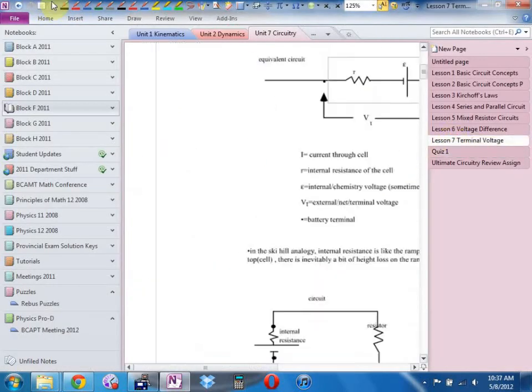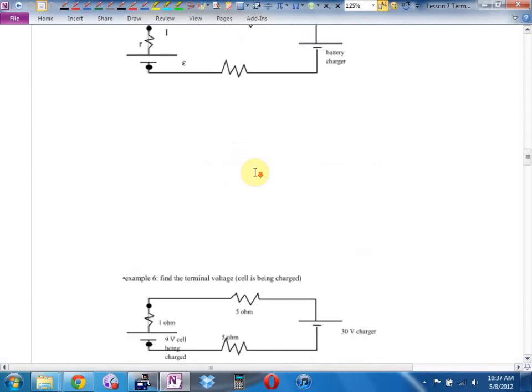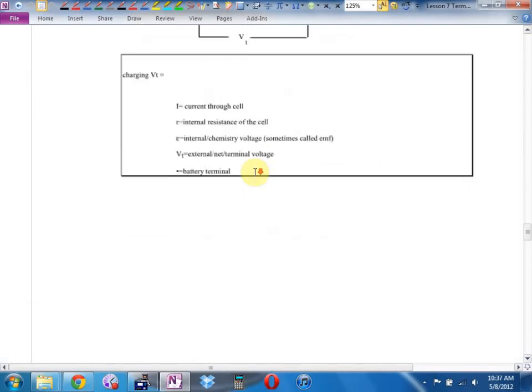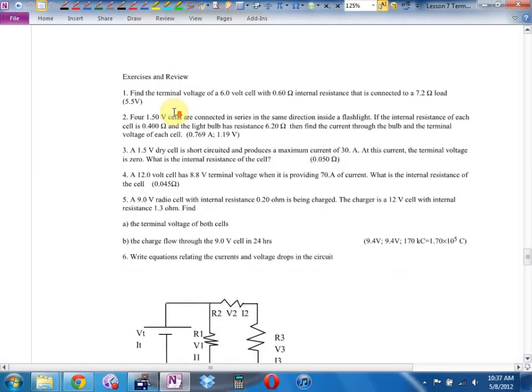Any questions from terminal voltage? Oh yes, this is when I didn't have my tablet, so I don't have your notes filled out. I have somebody else's. Any you want me to go over from the homework?